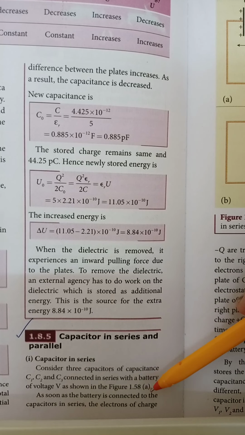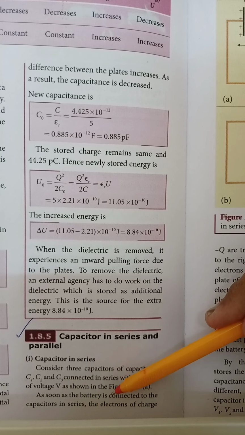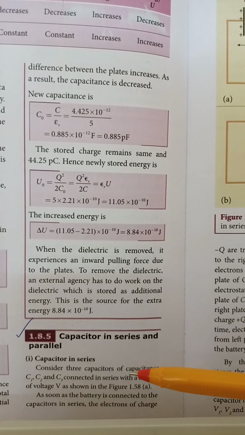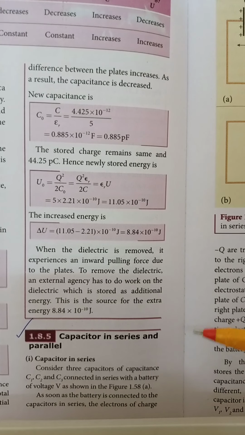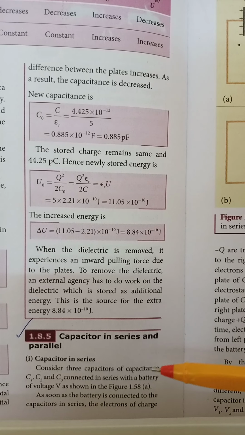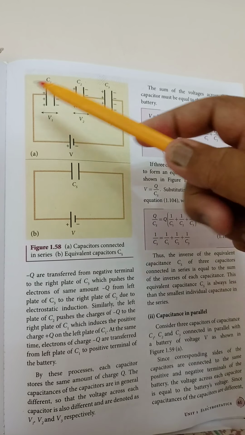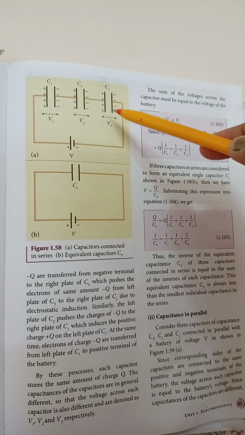As soon as the battery is connected to the capacitors in series, electrons of charge minus Q are transferred from the negative terminal to the right plate of C3, which pushes the electrons of the same amount of minus Q from the left plate of C3 to the right plate of C2 due to electrostatic induction. This diagram shows you the capacitors connected in series.